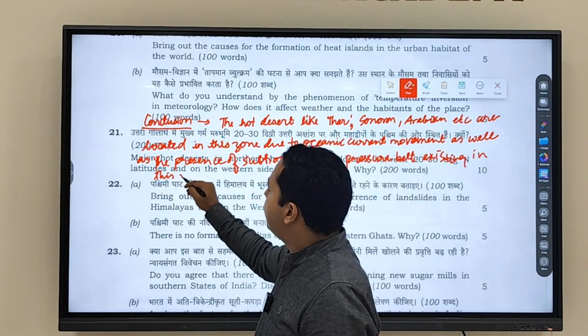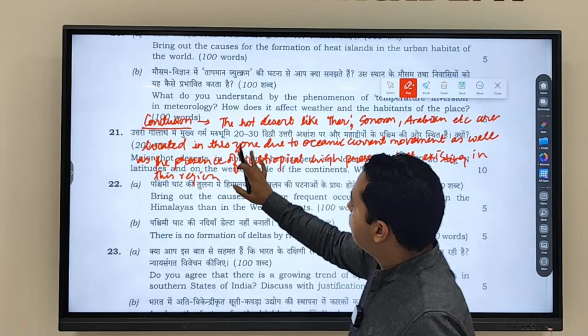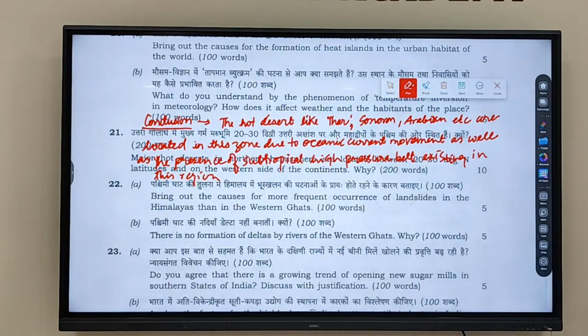So whatever you have written, you have summarized that in the conclusion part. Hot deserts like Thar, Sonoran, Arabian, etc. are located in the zone due to oceanic current movement and due to formation of the subtropical high pressure belt existing in this region. Fine.